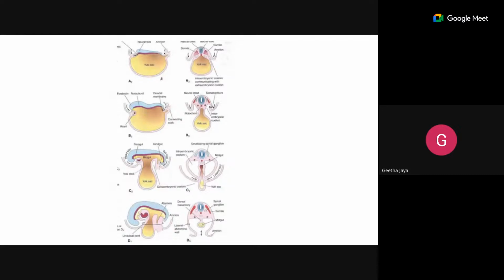As a result of this folding, you can see that the yolk sac is being reduced in size, and part of it is going inside the embryo, and part is outside. And it is connected by a duct. The yolk sac outside the embryo forms the umbilical vesicle, and this duct forms the vitellointestinal duct.